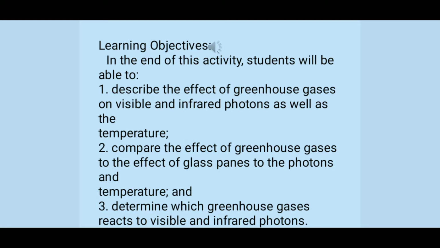Learning objectives. At the end of this activity, students will be able to: number 1, describe the effect of greenhouse gases on visible and infrared photons as well as the temperature. Number 2, compare the effect of greenhouse gases to the effect of glass panes on the photons and temperature. And number 3, determine which greenhouse gases react to visible and infrared photons.